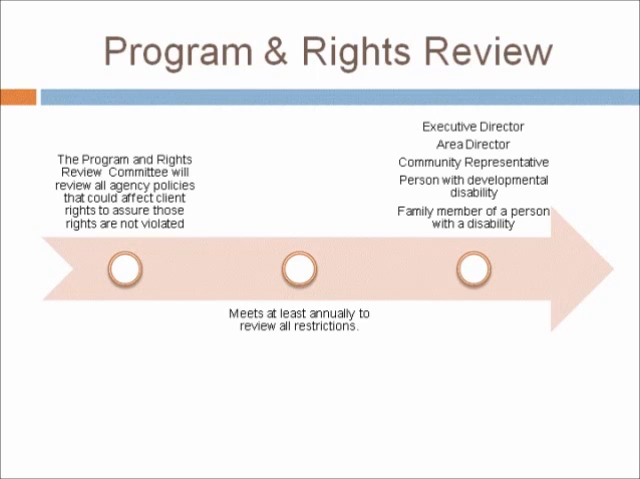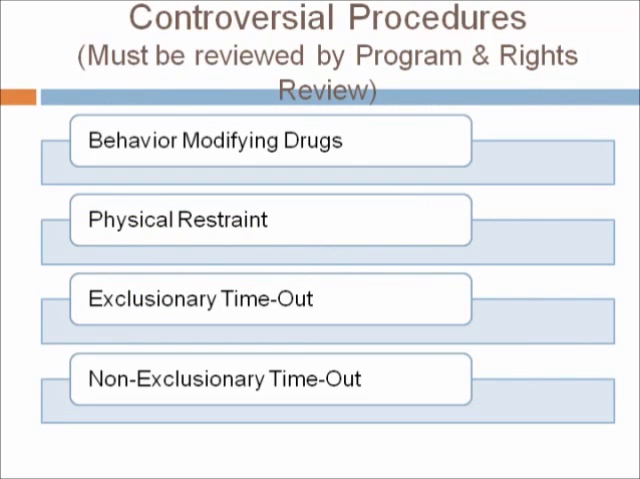If any controversial interventions are approved for an individual you are working with, you will learn about them on a case-by-case basis. If any controversial interventions are approved by the Program and Rights Review Committee, such as a behavior-modifying drug or the use of physical restraint for an individual you are working with, you will also learn about those on a case-by-case basis. However, there are procedures that are strictly forbidden to be used by agency staff, and they are outlined in your next slide.